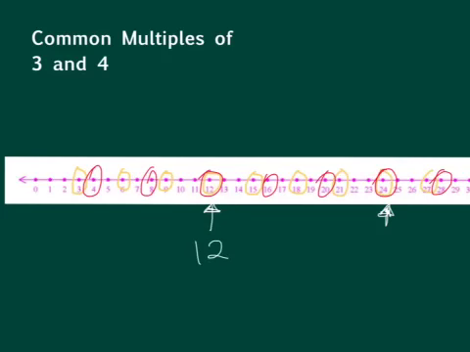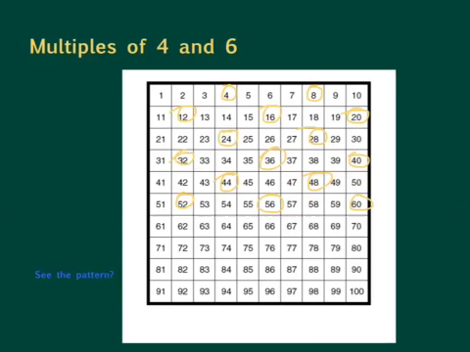12, 24. So here's a question. Which one is the LCM? That's right. The smallest one, 12. That's the LCM.